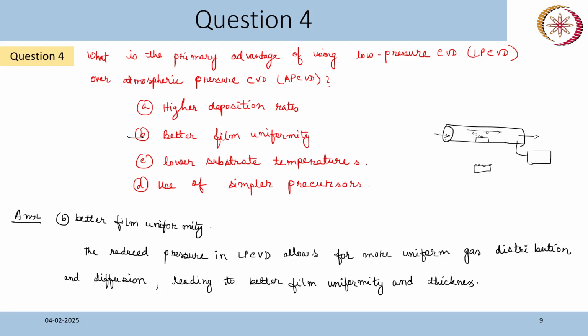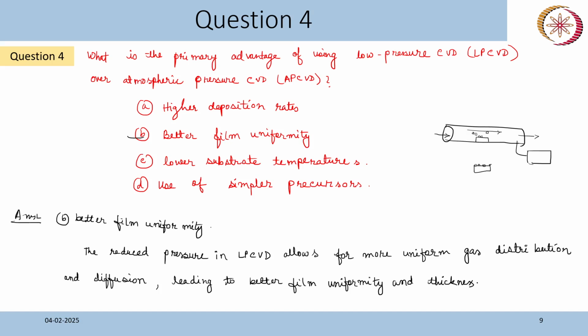This can be AFM, atomic force microscopy. If you compare the AFM results of two films, one grown using LPCVD and one grown using an APCVD system, you will see that the RMS roughness, or the mean value of roughness, will be different for these two films, and it will be less for the film that is grown using the LPCVD system.